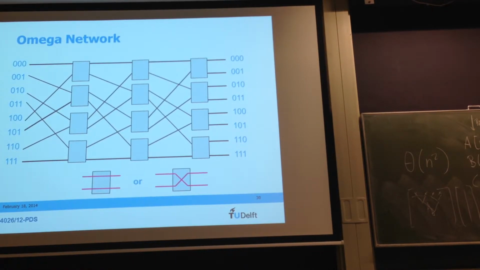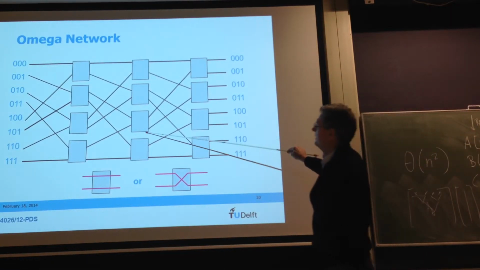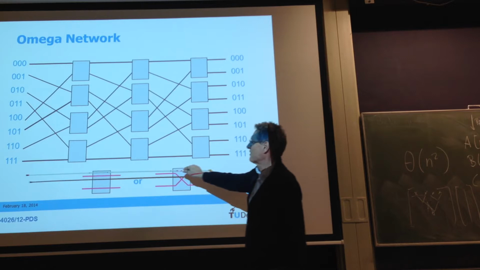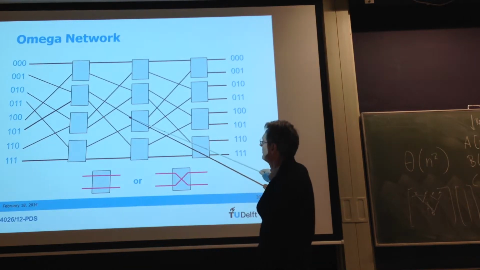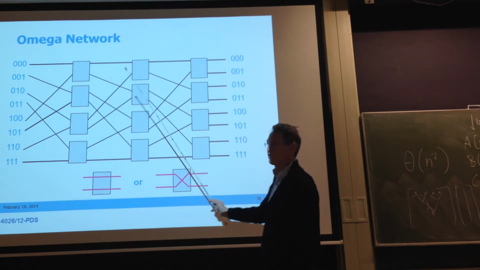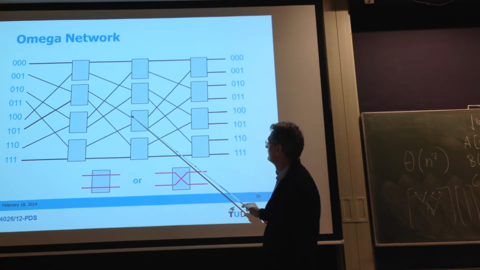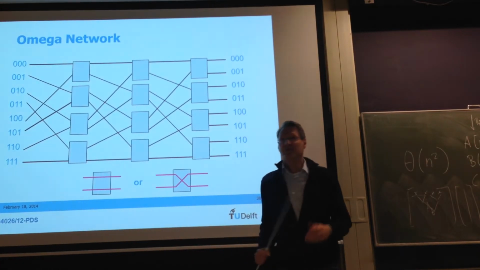Now the switch in between is simple. It's a 2x2 switch. It's either through, right? It connects this point to this point, or it's cross. It connects this point to this point. So it's a very simple switch.